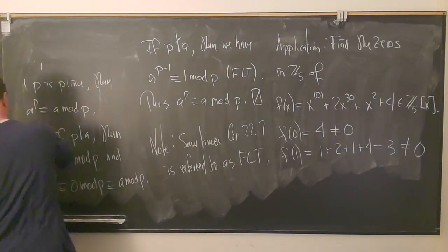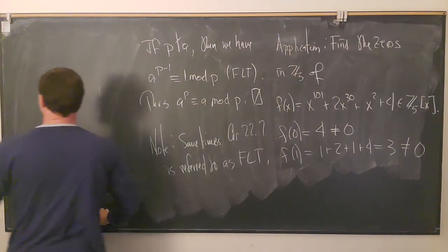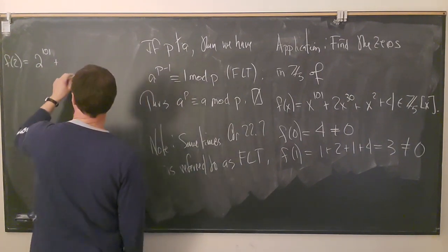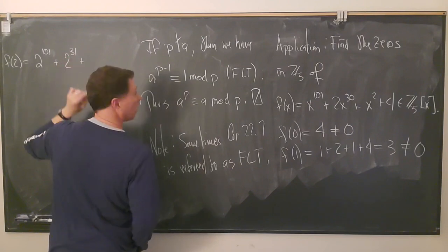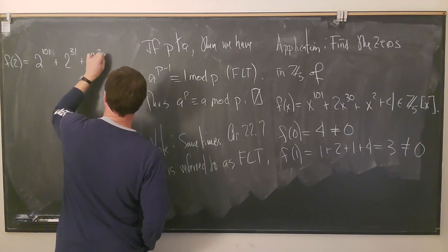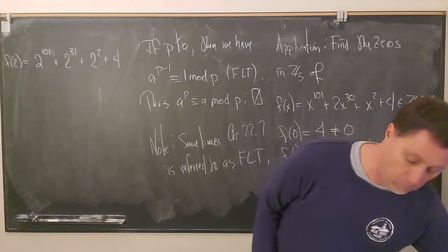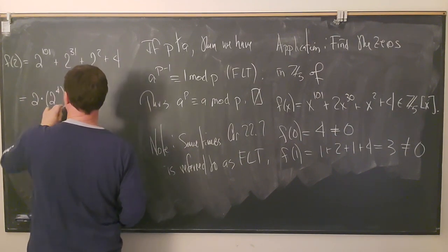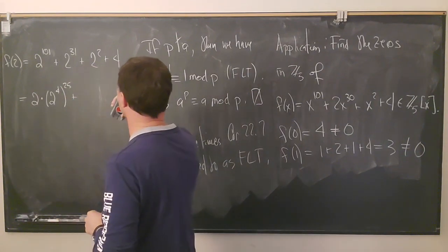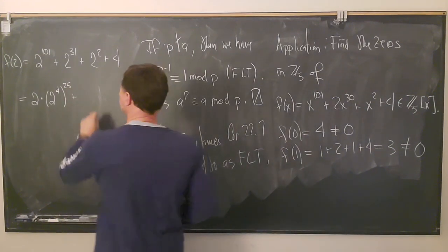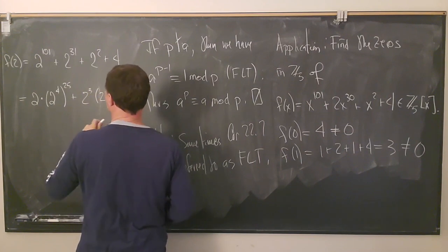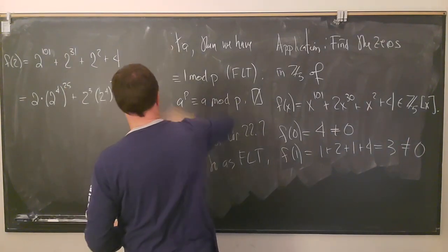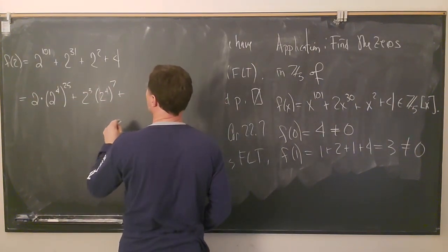So f of 2, that's going to be 2 to the 101 plus 2 to the 31 plus 2 squared plus 4, which I then want to write as 2 times 2 to the 4th raised to the 25 plus 2 cubed times 2 to the 4th raised to the 7th, plus, let's just say plus 8 for now.